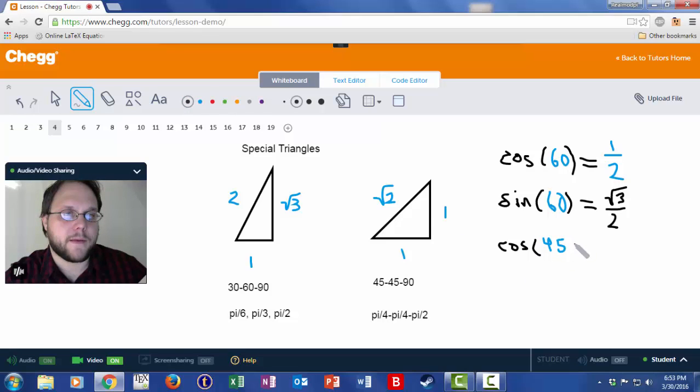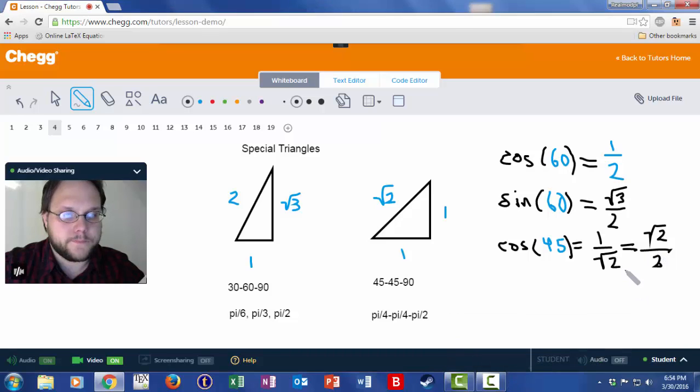So what about cosine of 45? That's 1 adjacent divided by the hypotenuse, 1 over square root 2. Sometimes you'll see this rationalized, and what that means is that they multiply the top and the bottom by square root 2 to get square root 2 divided by 2. These are the same fraction, even though they look different.